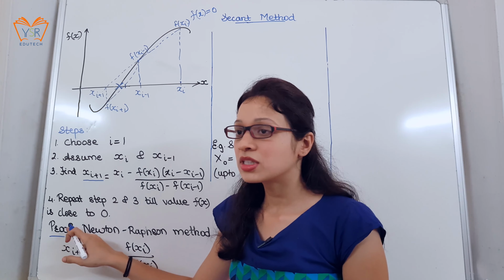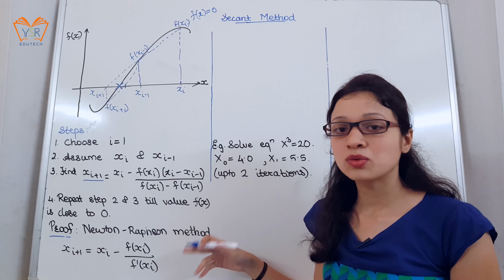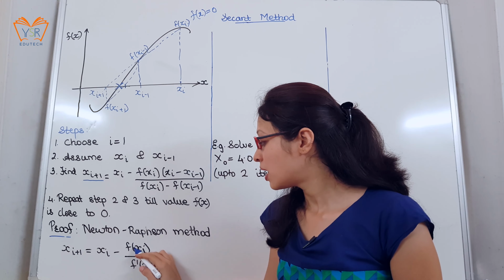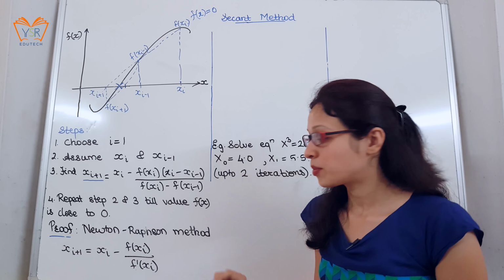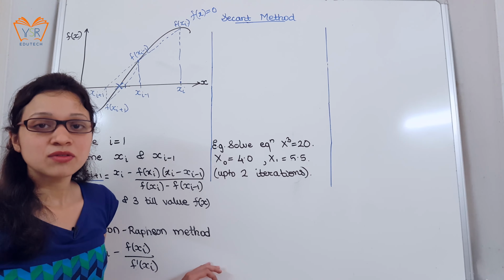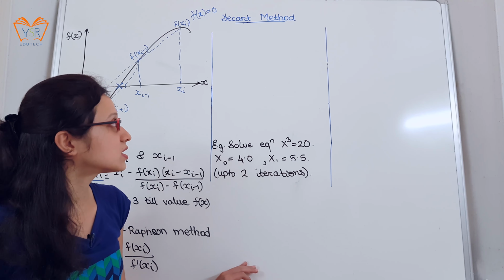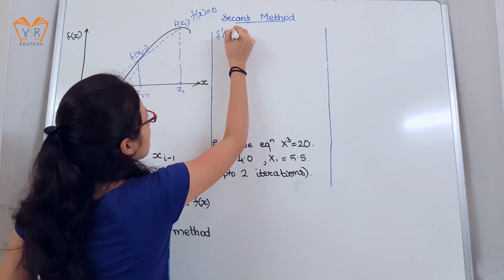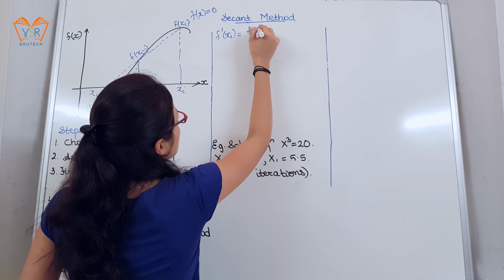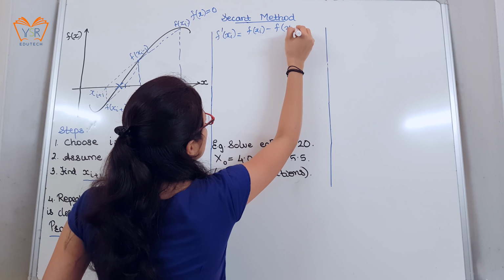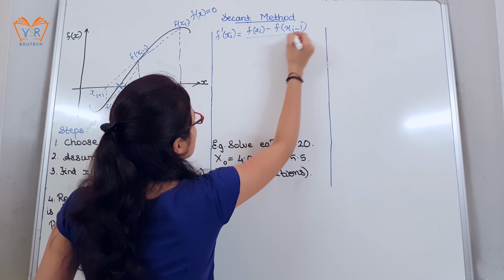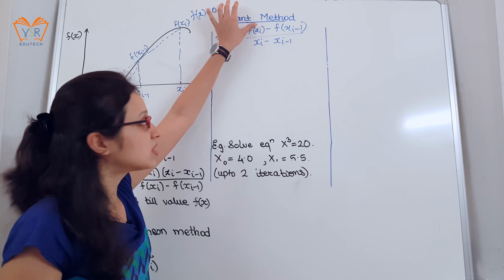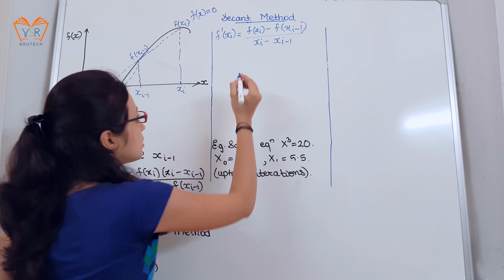Now the proof. This proof is derived from the Newton-Raphson method. We know the formula of Newton-Raphson method. It is x i plus 1 is equal to x i minus f of x i divided by the derivative of x i. So we know that derivative is nothing but change in function with respect to x. So we can approximate it. f dash of x i is equal to change in function with respect to x. So we'll simply substitute this formula in the Newton-Raphson.